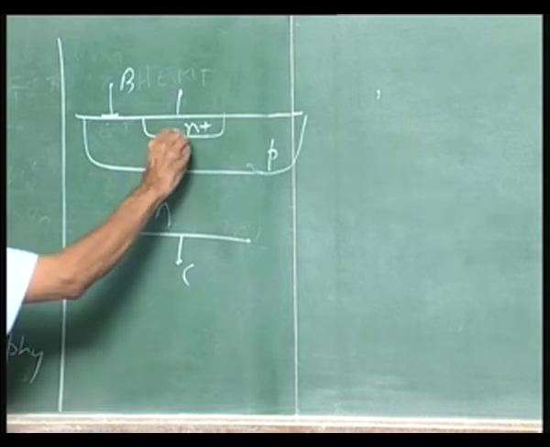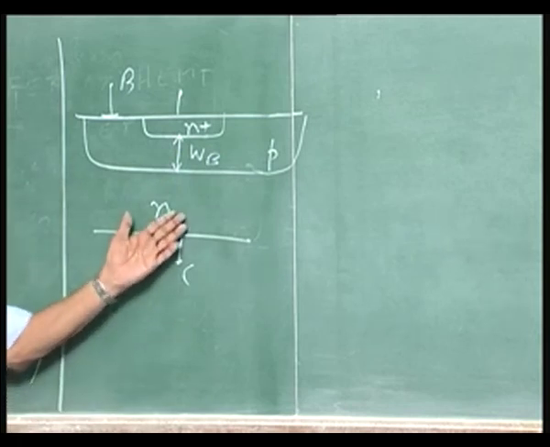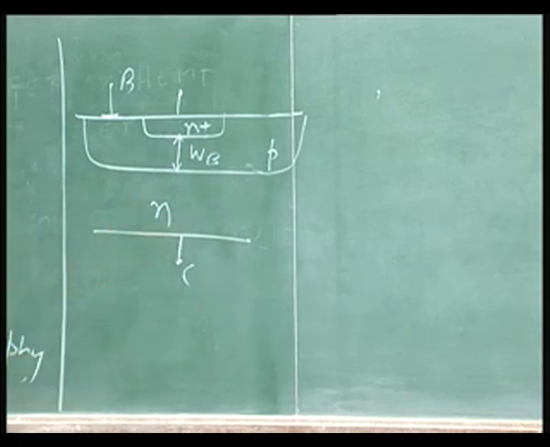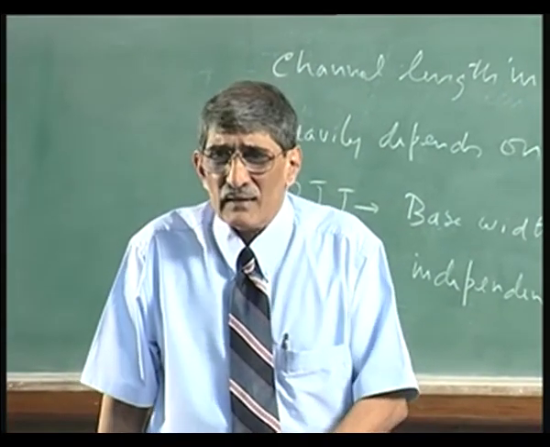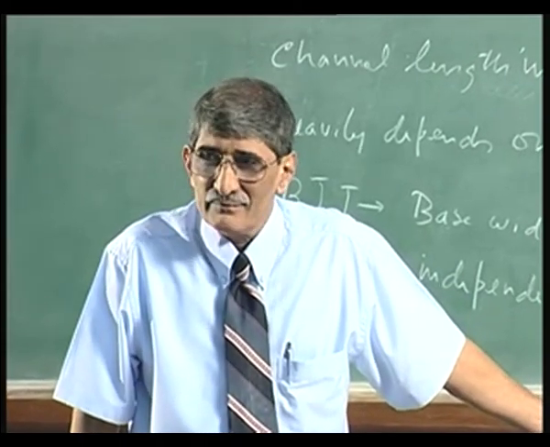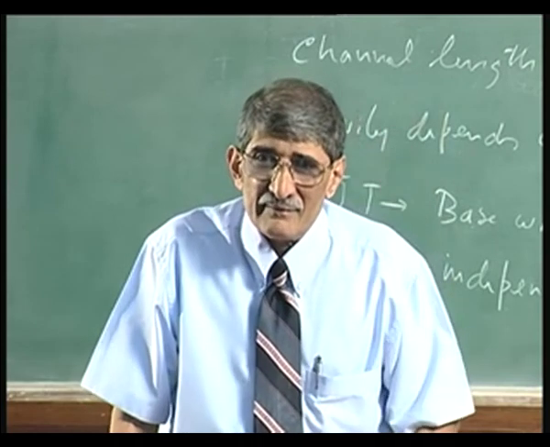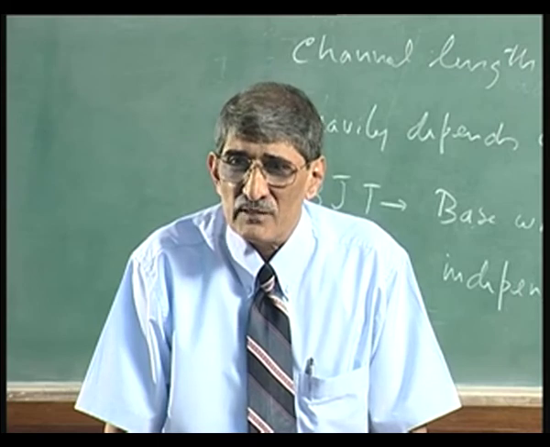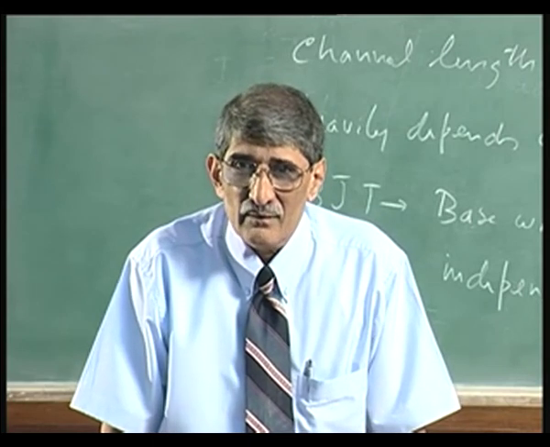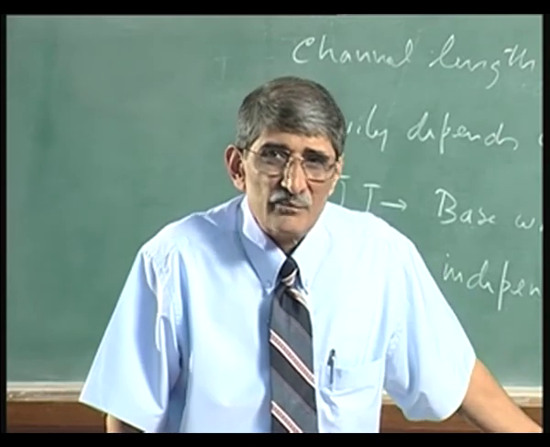So, now this is the base width. I can make this without resorting to electron lithography or any other thing. I can go down to 0.1 micron, 0.2 micron base width very easily. Even way back in the 1970s you could do that, by diffusion, double diffusion, whereas there was no way you could do the MOSFET of 0.1 micron, 0.2 micron technology.